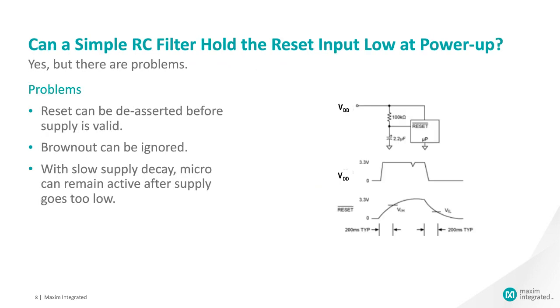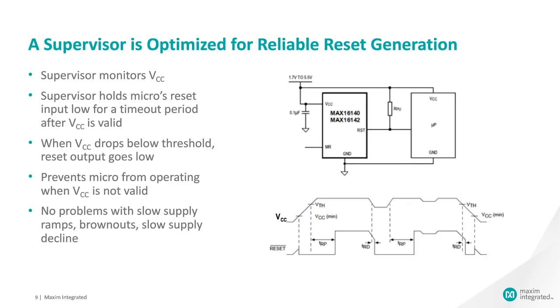Traditionally, a simple RC filter can do the supervisor job. But a simple RC filter has problems. It needs the power supply to always start and stop quickly with no voltage errors. But common supply problems are ignored and can result in system misbehavior or failure. So that's why an RC filter is not reliable for modern microcontroller systems. A supervisor IC or reset IC is optimized for this function. They avoid the problems associated with simple RC filters.